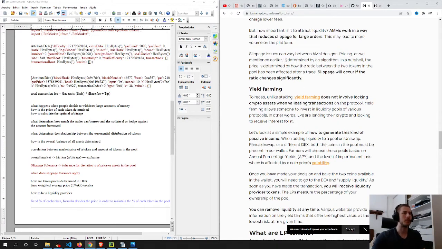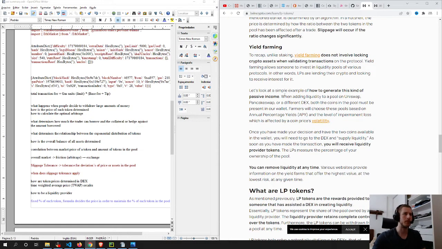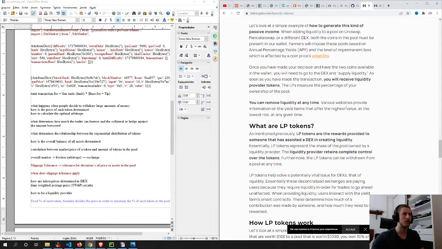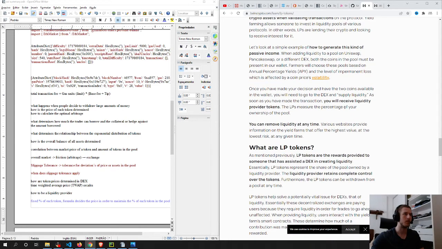Yield farming. To recap, unlike staking, yield farming does not involve locking crypto assets when validating transactions on the protocol. Yield farming allows someone to invest in liquidity pools of various protocols. In other words, LPs are lending their crypto and looking to receive interest for it. Let's look at a simple example of how to generate this kind of passive income. When adding liquidity to a pool on Uniswap, SushiSwap or a different DEX, both the coins in the pool must be present in our wallet. Farmers will choose these pools based on annual percentage yields and the level of impermanent loss, which is affected by a coin's price volatility.